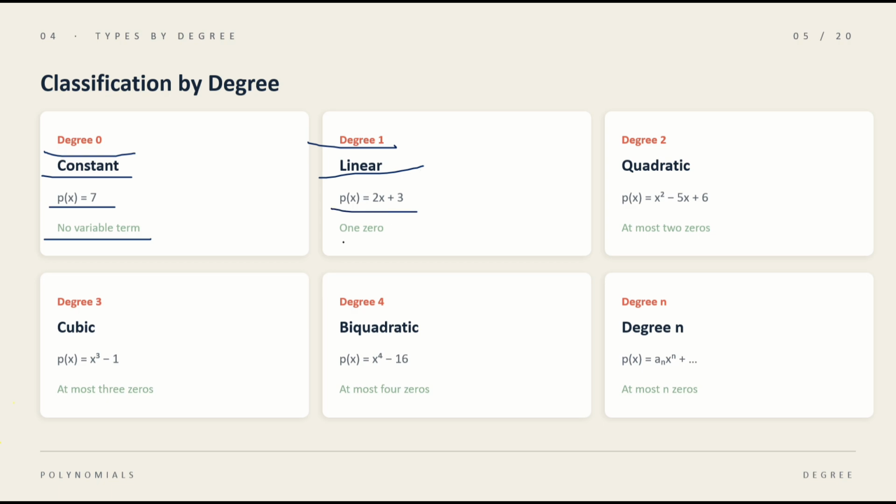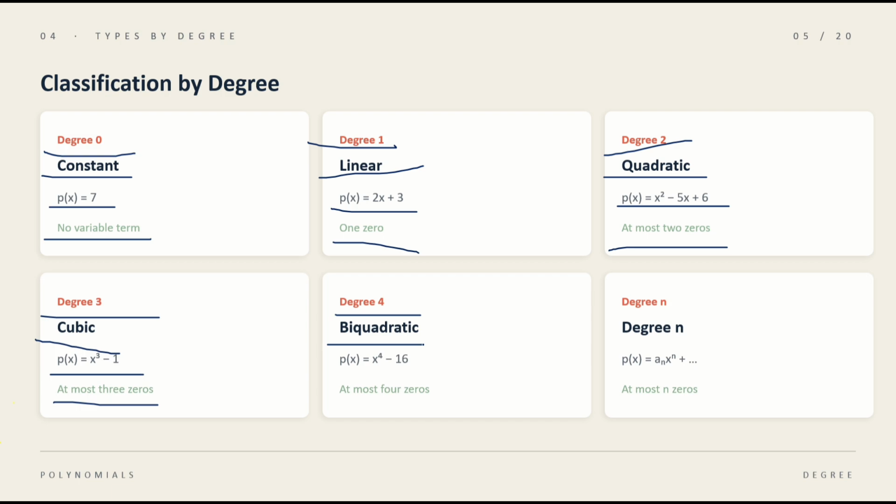Degree 2 is called a quadratic polynomial, and an example is x^2 - 5x + 6. At most 2 zeros are available. If the degree is 3, it is known as cubic, and its example is x^3 - 1. At most 3 zeros are available. If the degree is 4, then for example p(x) = x^4 - 16. At most 4 zeros. If the degree is n, the form is p(x) = a_n x^n + ..., and the maximum number of zeros is n.